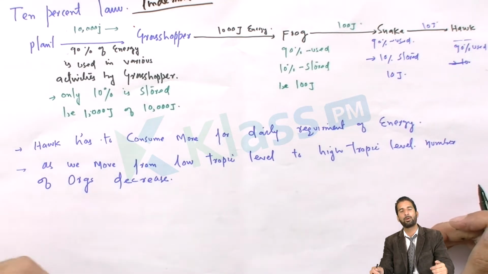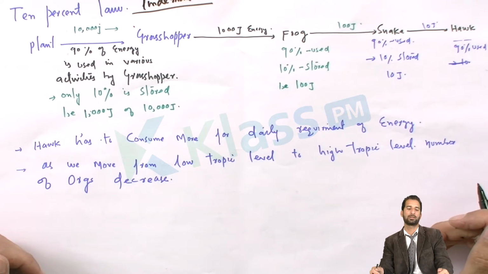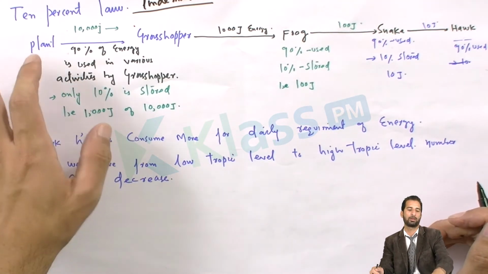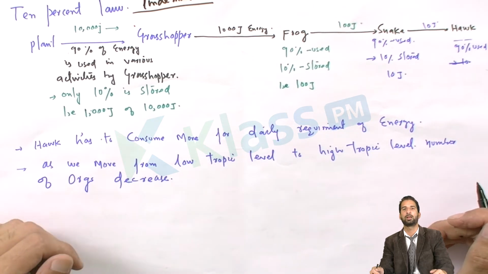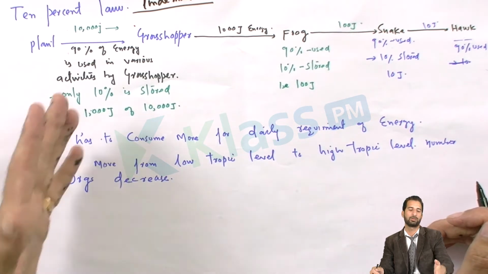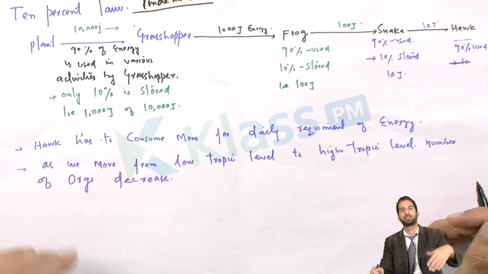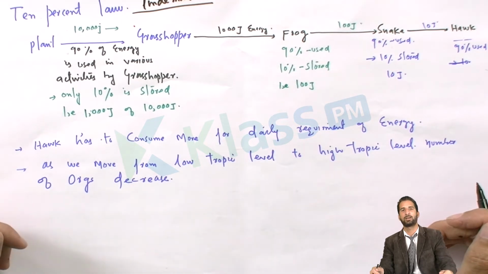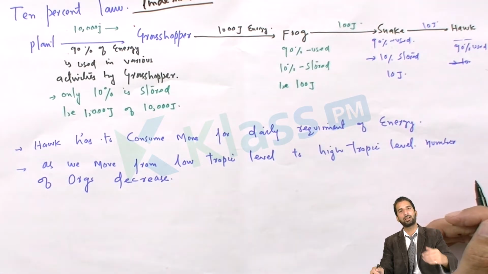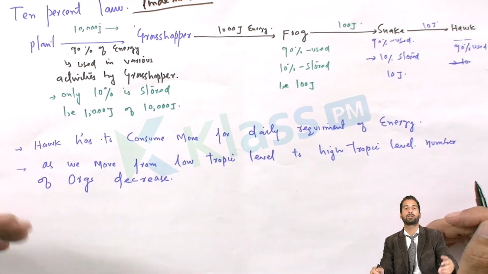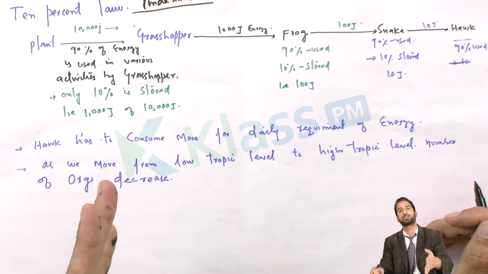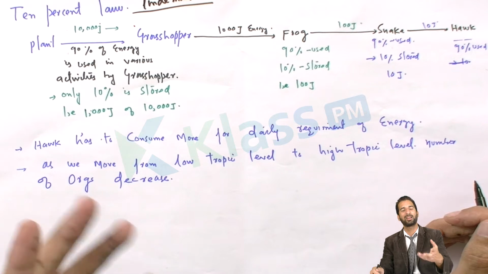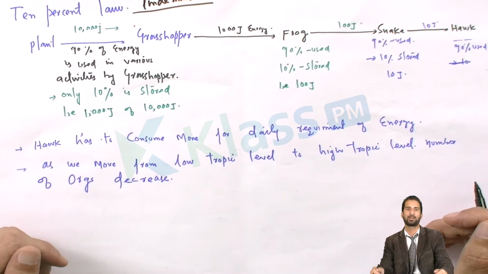Because whatever metabolic activities occur in the body, in the cell, need energy, and this energy comes from the intake of nutrients. So most of the energy is either utilized or dissipated as heat during the process of respiration or reproduction. But when the secondary consumer eats the primary consumer, 10% of the energy available in the primary consumer will be transferred to the secondary consumer.